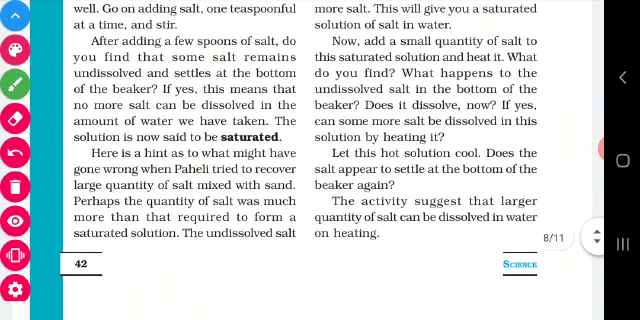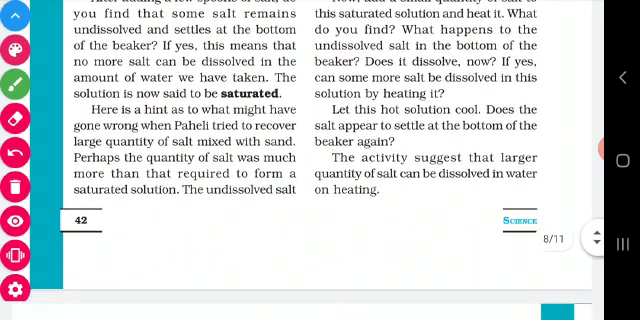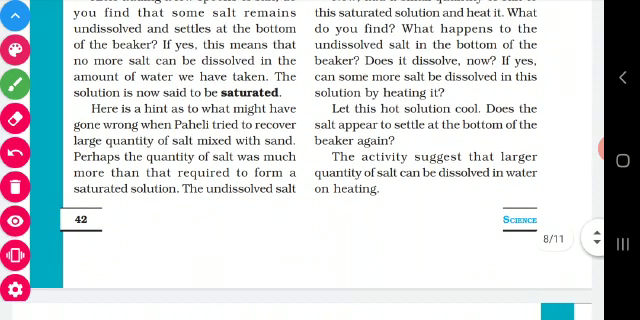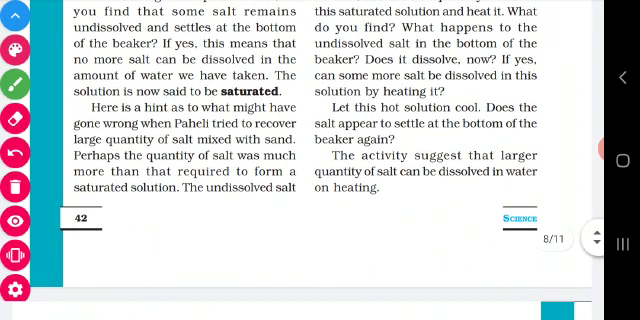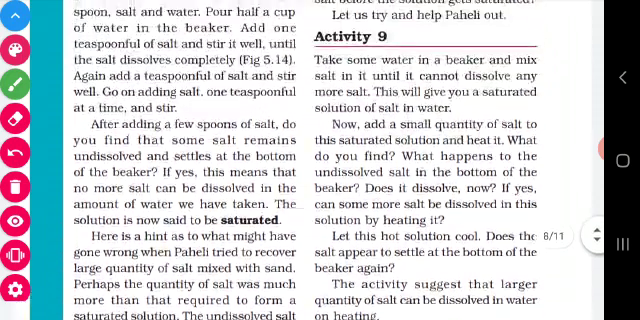So this type of solution is called a saturated solution. Now all of you take your pencil and underline the definition of saturated. No more salt can be dissolved in the amount of water we have taken. The solution is said to be saturated. The solution cannot dissolve again the added salt, so it will come and settle at the bottom. Such a solution is called a saturated solution.